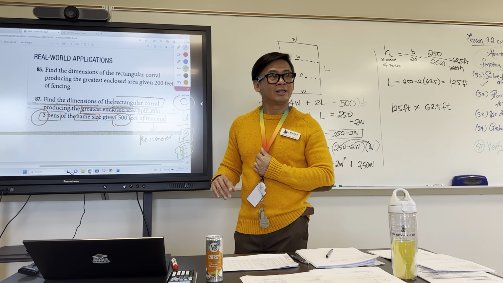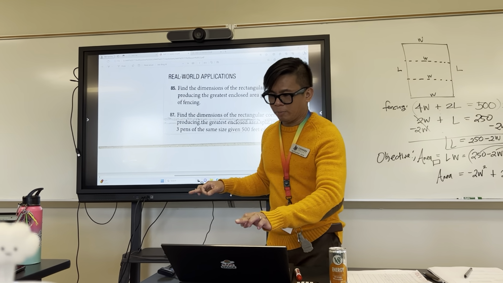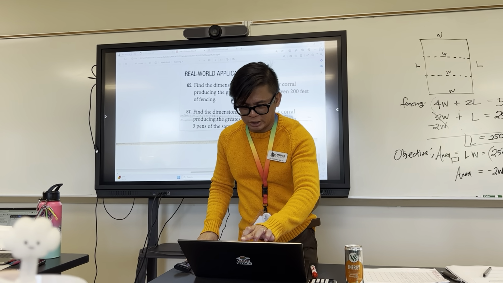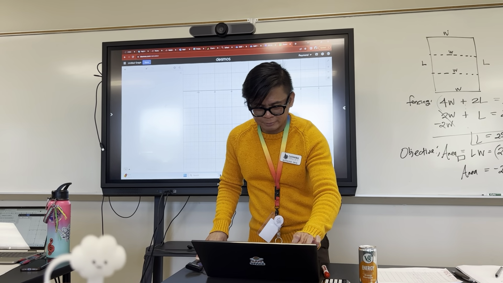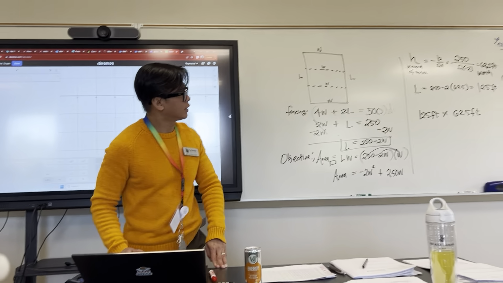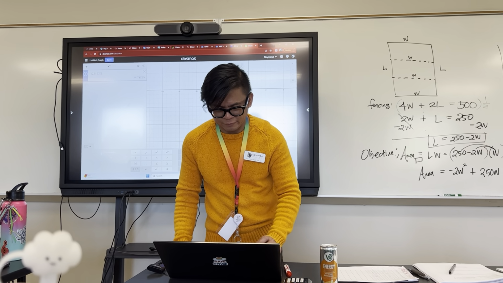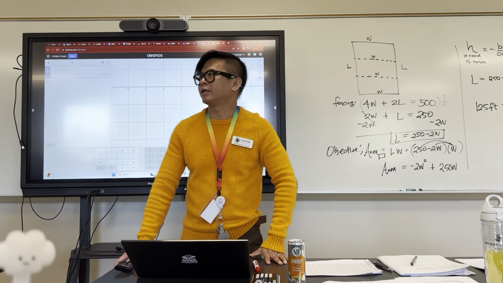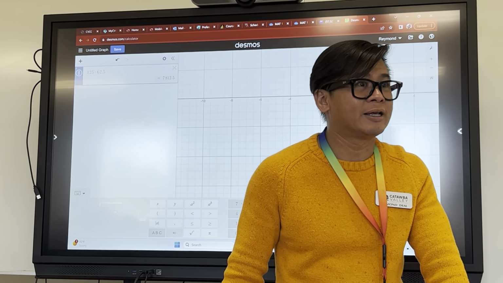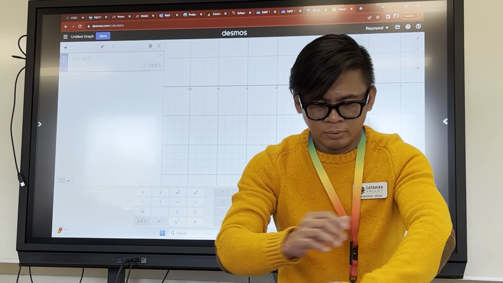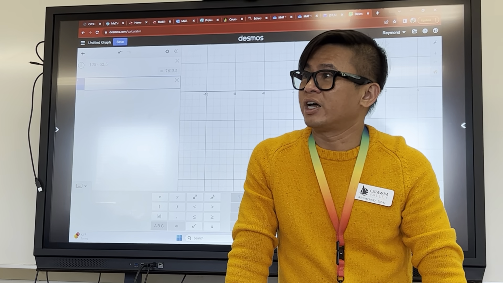Okay. Let's go back to Desmos and verify our answer in here. Here it is. What's the area once again? 125 by 62.5. That's what? 7,812.5. Get it? And let's see, will it qualify for 500 feet of fencing, right?